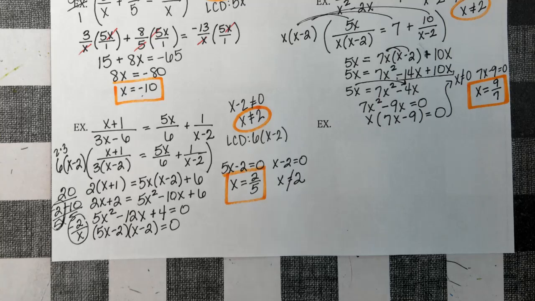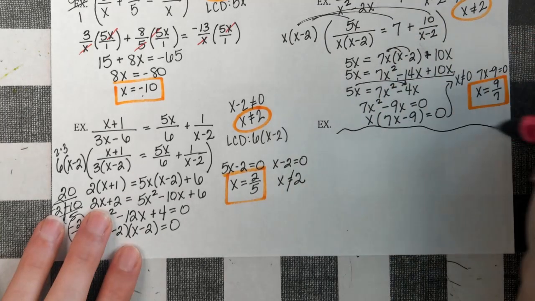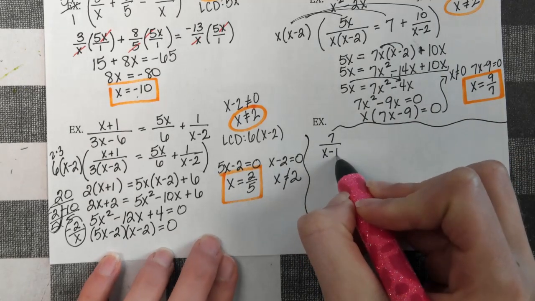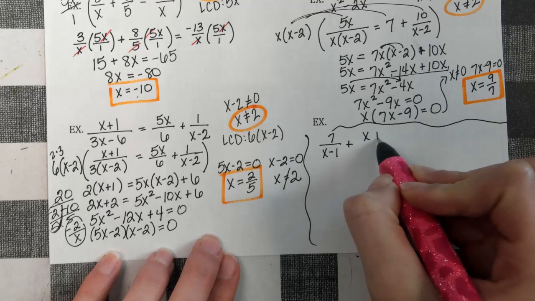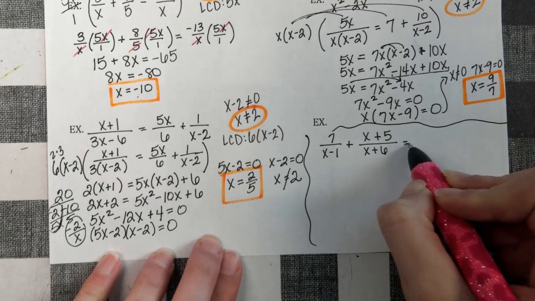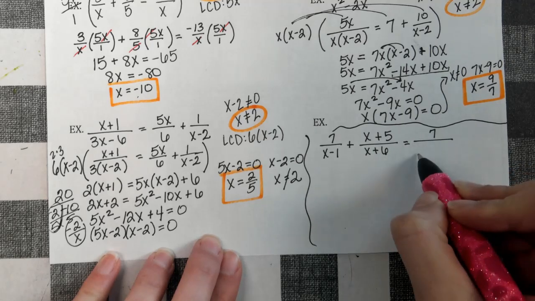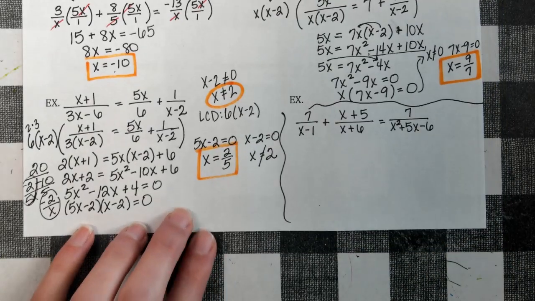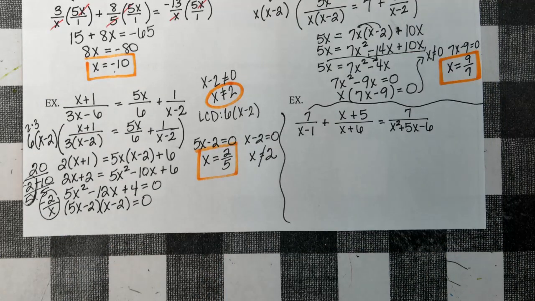Okay, so this last example in this section, if you have 7 over x minus 1 plus x plus 5 over x plus 6 equals 7 over x squared plus 5x minus 6. Now, I have a very small area to write. I'm sure y'all do too, so I would not write super large on this one. Okay. Now, what is my first step? Factor. Factor.